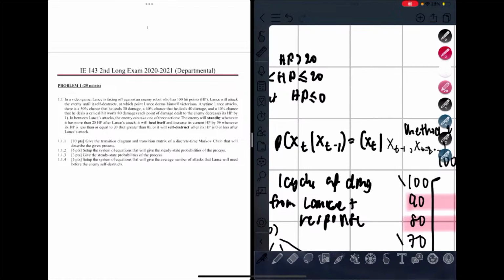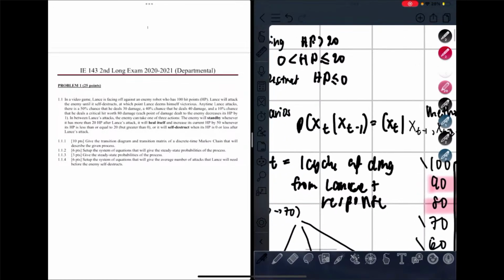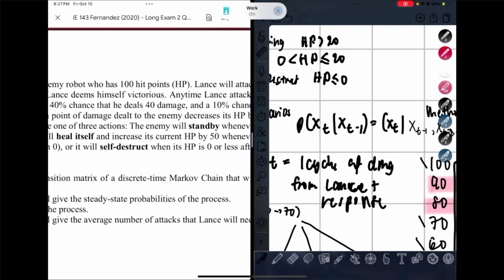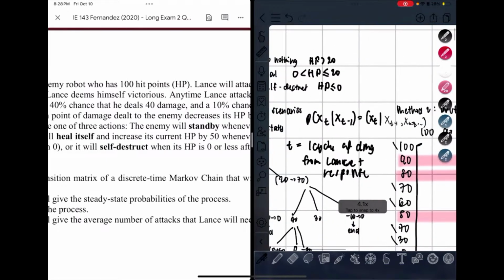For that property to hold, you have to have a consistent basis for what the unit of time is. That means you have to lump together the cycle of Lance doing damage to the robot and the robot responding accordingly, where it can stand by, heal itself, or self-destruct. You have to lump them together as one unit of time. If you're not lumping them together, they alternate, and your units of time are different, or the thing that can happen in that unit of time is different. So for the Markovian property to hold, the thing that is happening in that unit of time has to be consistent throughout.